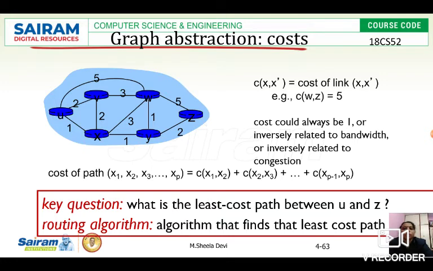Clear? So from U to Z, there are different paths. The first path is U to V, V to W, and W to Z. What is the cost? 2 plus 3, 5, 5 plus 5, 10.